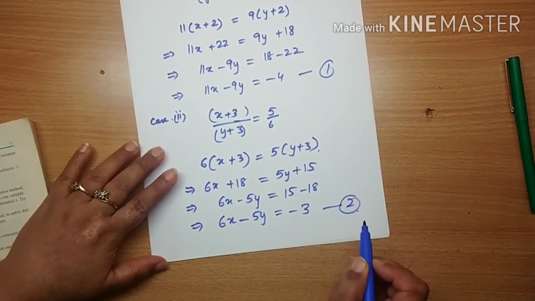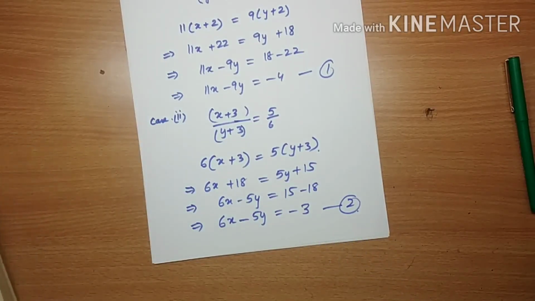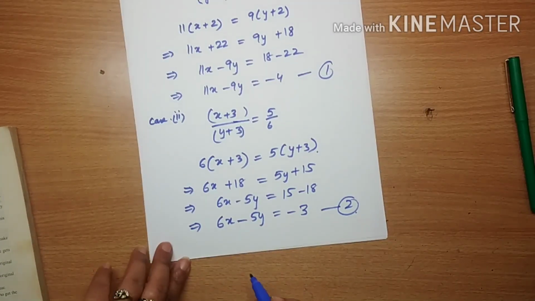This is equation 2. So we have two equations: 11x minus 9y is minus 4, and 6x minus 5y is minus 3. These are the two equations. Now we will have to solve these equations by substitution method. So here only let me take the value.